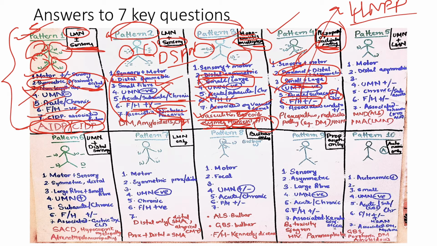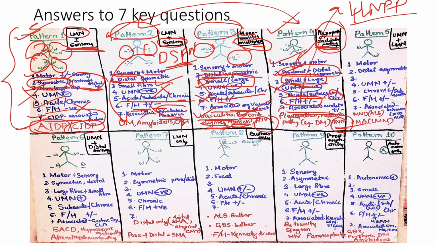Associated conditions may or may not be present, because definitely you can get diabetes as an associated condition. So RBS, then fasting blood sugar, everything has to be done and ruled out in patients presenting with plexopathy. Also in patients presenting with this DSPN. So pattern 2, pattern 4, definitely do a fasting blood sugar to rule out diabetes. And HNPP, do not think of it first, definitely it is the last diagnosis.